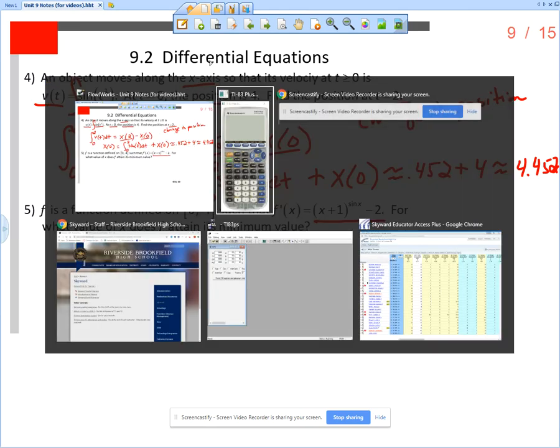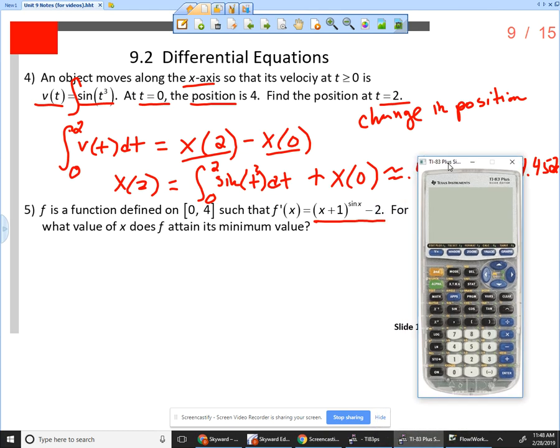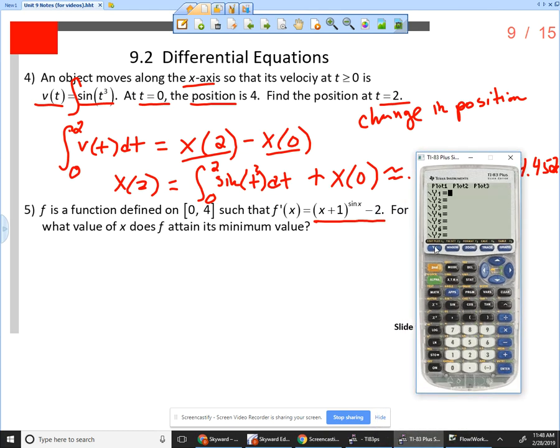So pull out your calculator. I want a graph, because I'm going to do the sign analysis. So x plus 1, and then to the power sine x. I'm going to close parentheses on the sine, and then I'm going to hit minus 2. Now I want to right away go to my window, and I want to make the x minimum 0 and the x maximum 4 because that's the given domain. Now y minimum and maximum, well, you may need to look at the graph before you adjust those.